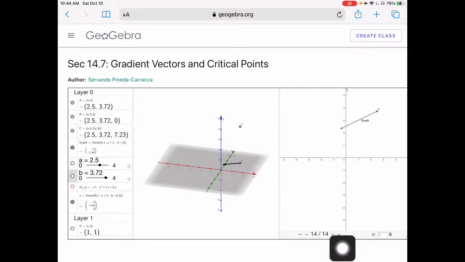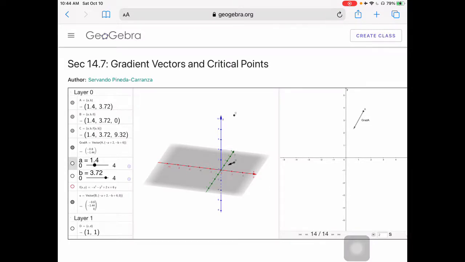And so if we pause it, now it's telling me that if I walk in this direction, I'm going to increase Z the fastest. So let's see, if I walk in this direction, my X value is decreasing. So if I decrease my X value, notice that my point C is going up. So it is true, it should be going that way.